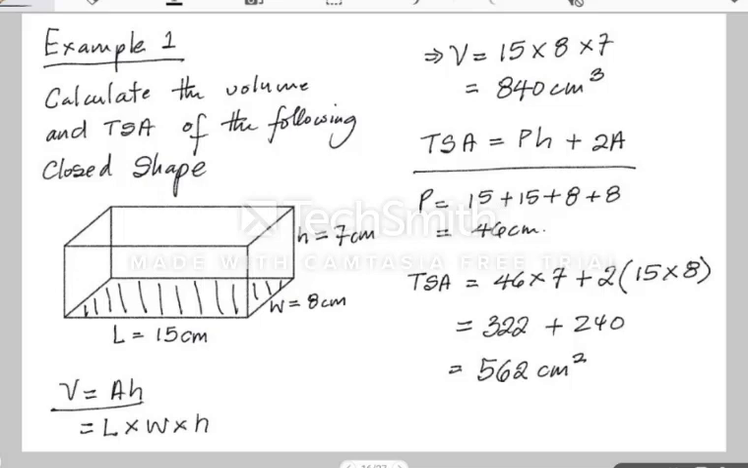Sir, do I have to remember these formulas? Yes, you have to. Why? Because they're not given on your formula sheet.